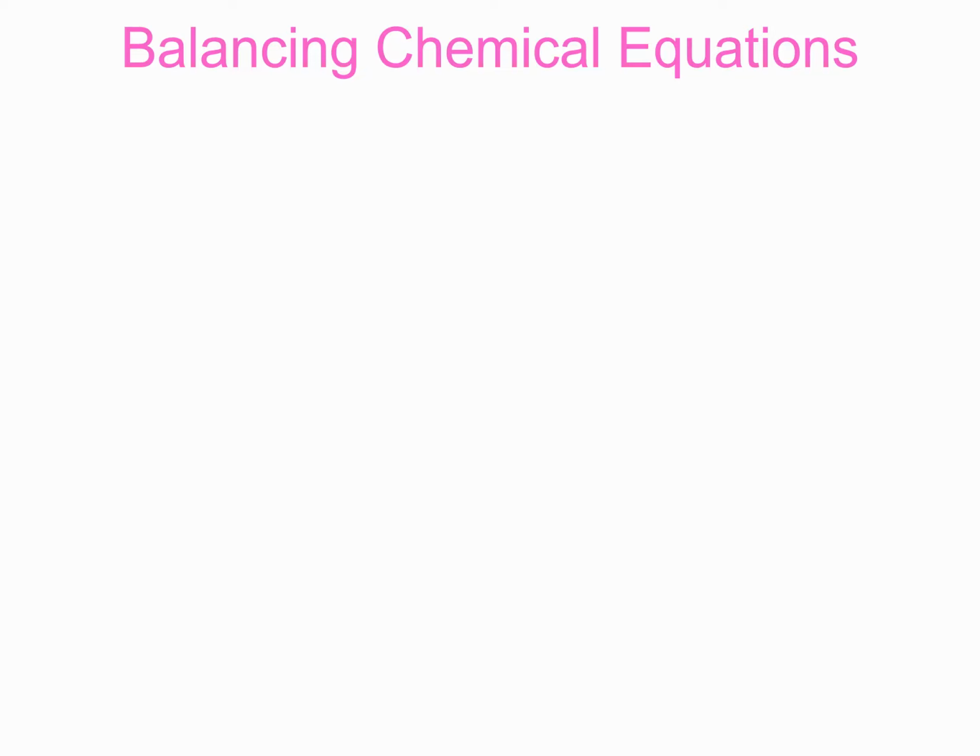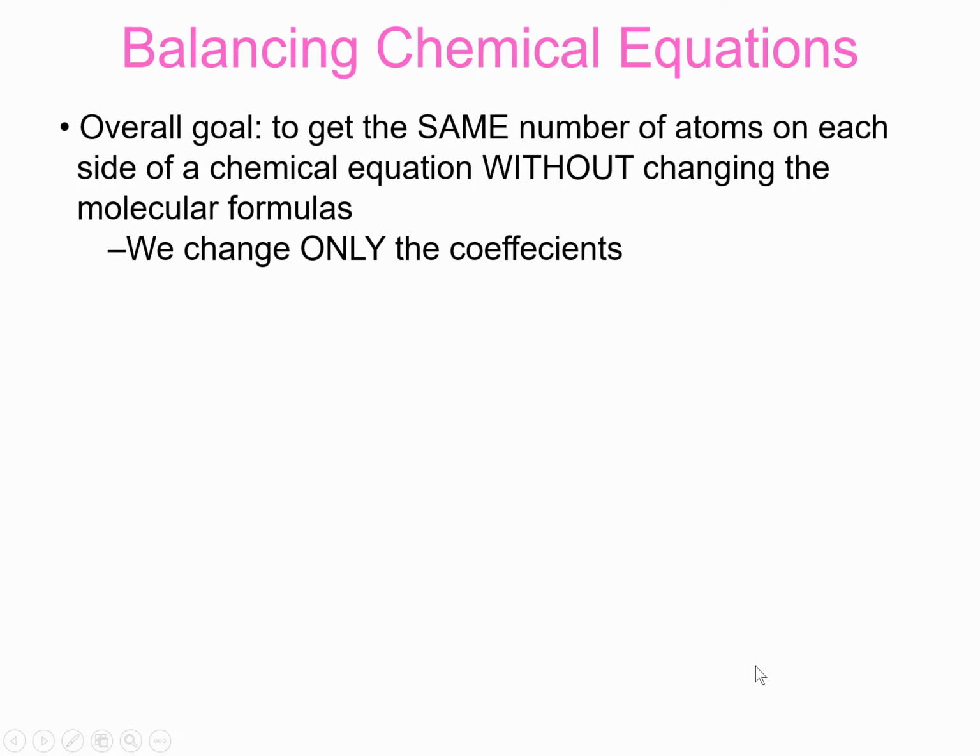In this video, we'll be going over how to balance a chemical reaction or chemical equation. The overall goal, based on the law of conservation of matter, is to get the same number of atoms on both sides of the chemical reaction without changing the molecular formulas. The only thing you can change are the coefficients, or the numbers in front of the substances, of the reactants or the products.